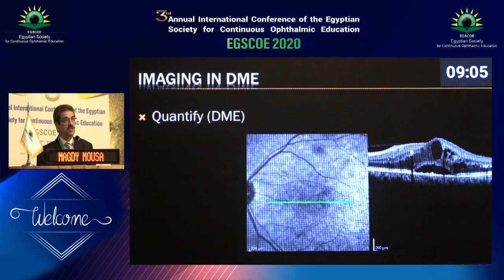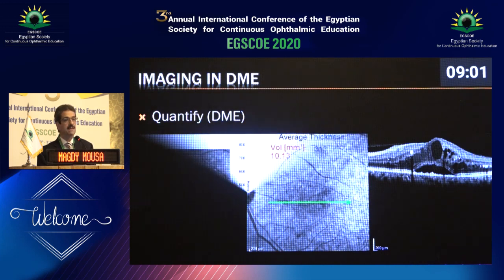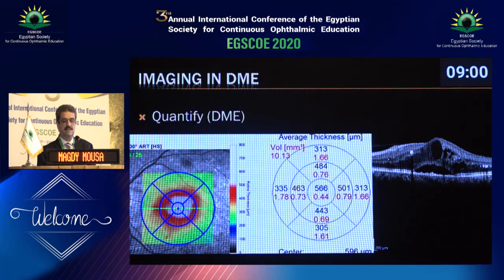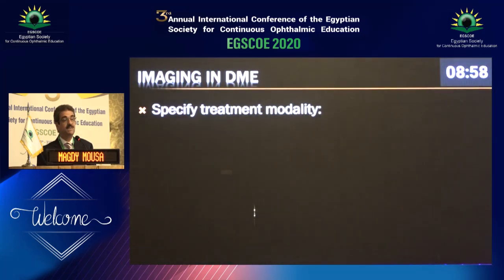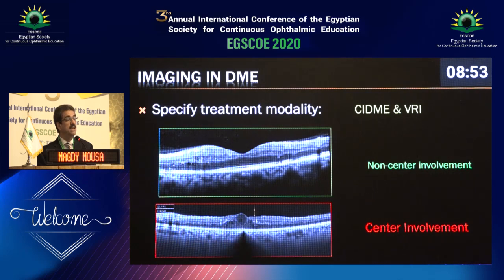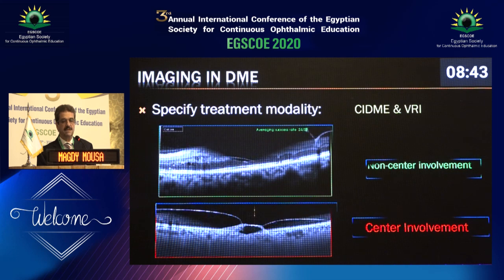Quantification. If I look at the patient and say this is a cystoid macular edema, but how much thickness in the macula? This is the quantification we need before starting treatment. Third is specifying treatment modality, and we all know that we now have a new classification, center involving and non-center involving. This is completely different because in non-center involving we can observe or treat by laser, but in center involving, nothing else but anti-VEGF.